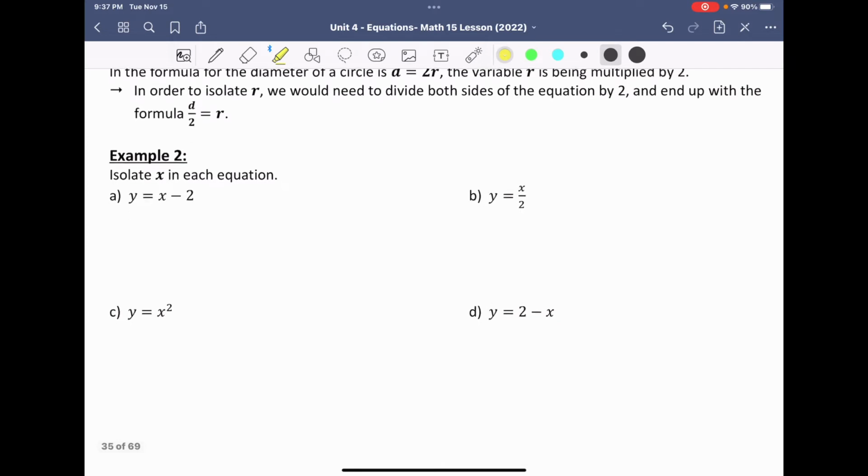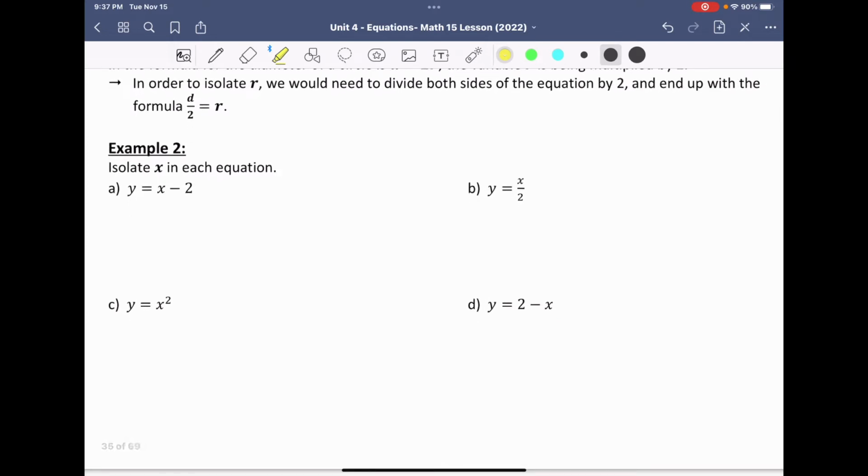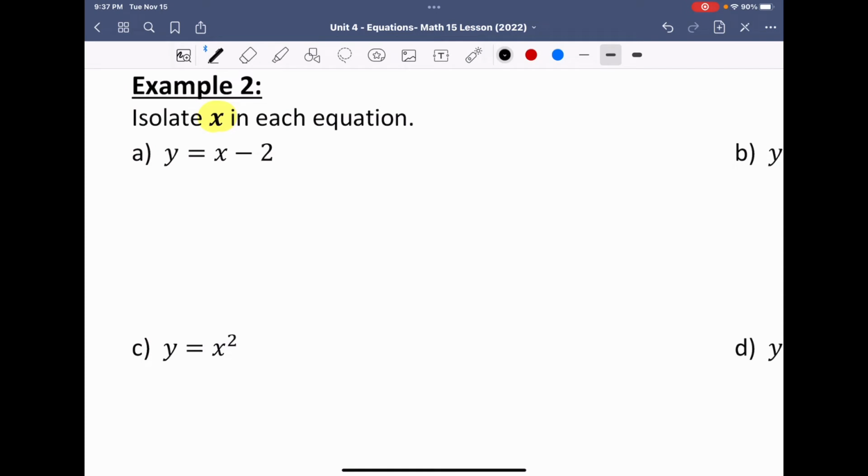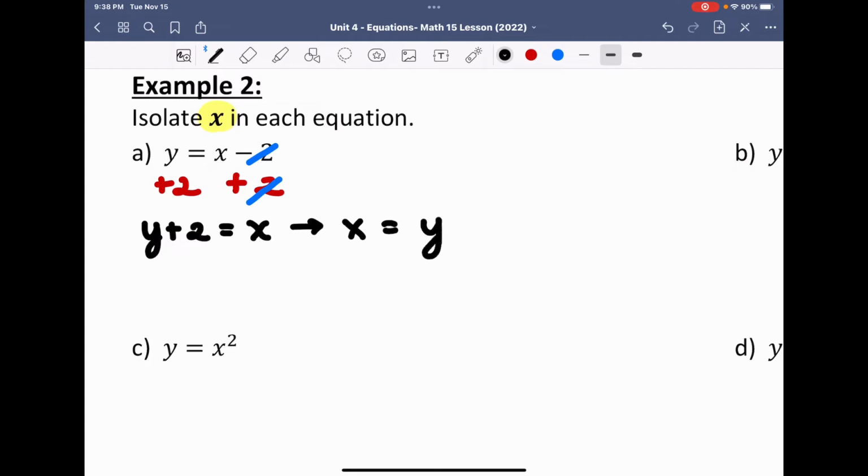We have example 2. Isolate x in the following equation. So I'll highlight x just to indicate that that's the variable we're going to be solving for here. If we look at A, to isolate for x in this case, one option would be to add the 2 to both sides. We know this because it's the opposite operation of subtracting 2, and we should always see that we have a plus, minus, or whatever the case is. So now we have y plus 2 is equal to x. And just like I said before, an equivalent form in this case would be to write x on the left-hand side and have y plus 2 on the right.